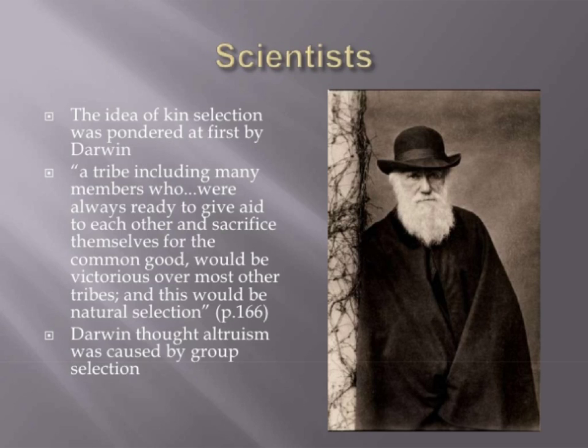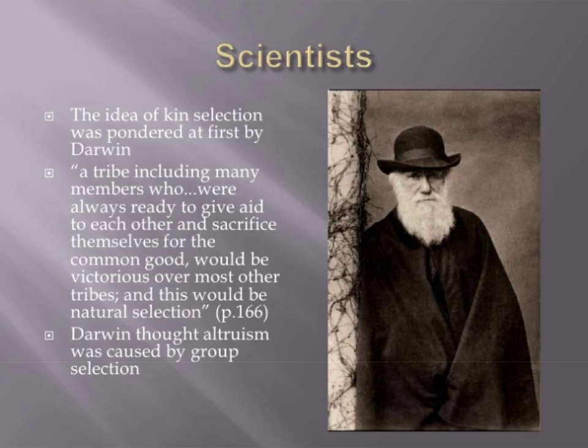Now, the idea of kin selection was pondered at first by Darwin. So, of course, Darwin's thinking about all these things in an evolutionary sense. So he said a tribe including many members who were always ready to give aid to each other and sacrifice themselves for a common good would be victorious over the other tribes. This would be natural selection.